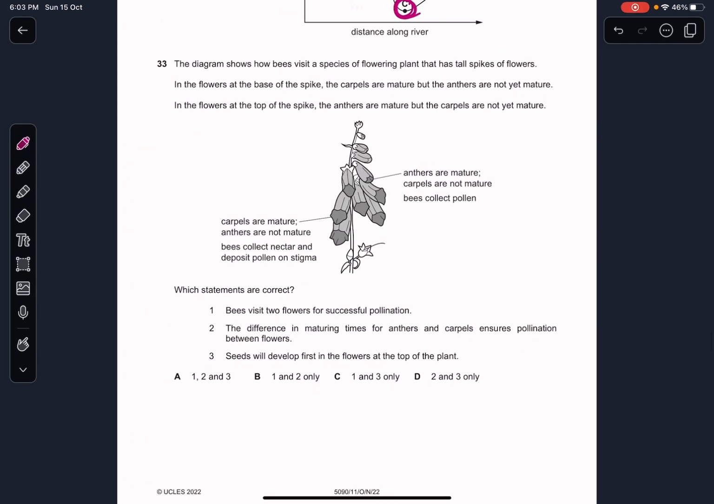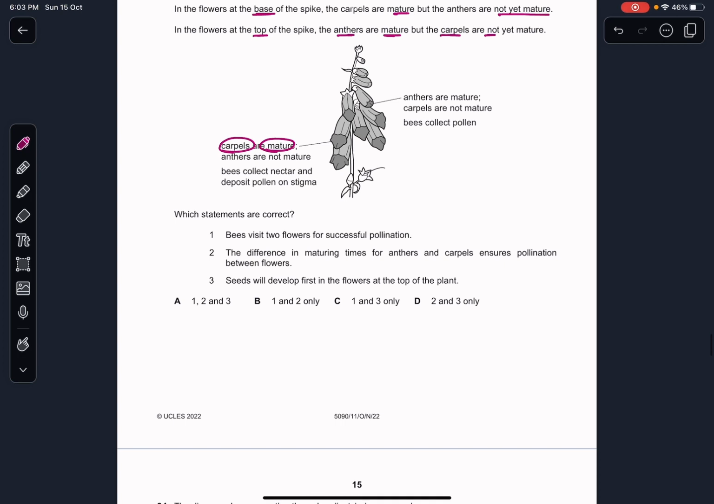The diagram shows how bees visit a species of flowering plant that has tall spike flowers. In the flowers at the base of the spike, the carpels are mature but the anthers are not yet mature. So at the base, the carpels are mature and the anthers are not mature. And at the top, the anthers are mature but the carpels are not mature. So which statement is correct?